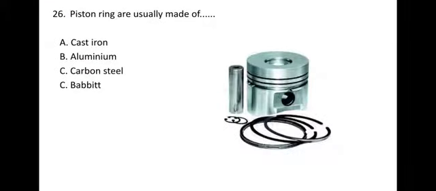Next question. Piston rings are usually made of, and the answer is cast iron. Here you can see the piston, and the piston is provided with some grooves, and in those grooves you have to fit the rings. These rings are made of cast iron.